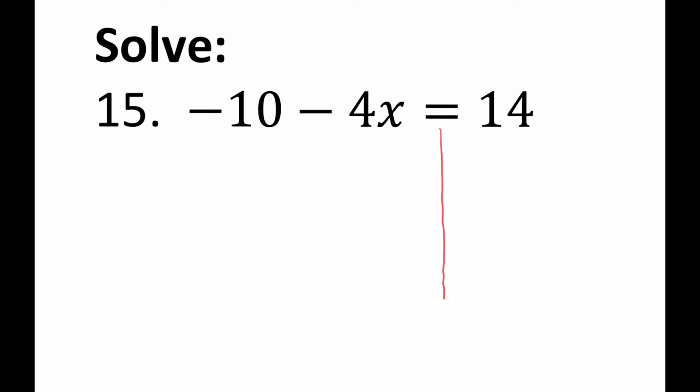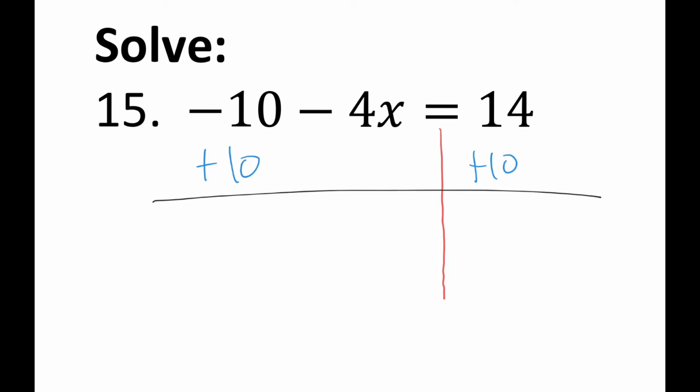Right now I notice I don't have any fractions, so I don't have to worry about fractions. But the variable is on the left side. So my constant on the same side of the variable is the -10. I'm going to eliminate that constant by doing the opposite. I add 10 to both sides. Once I add 10 to both sides, the -10 and +10 cancel. You bring down the -4x, and on the right side you're adding 10, so 14 plus 10 will be 24.